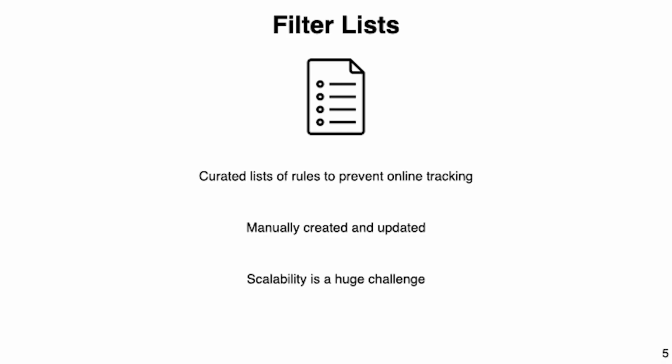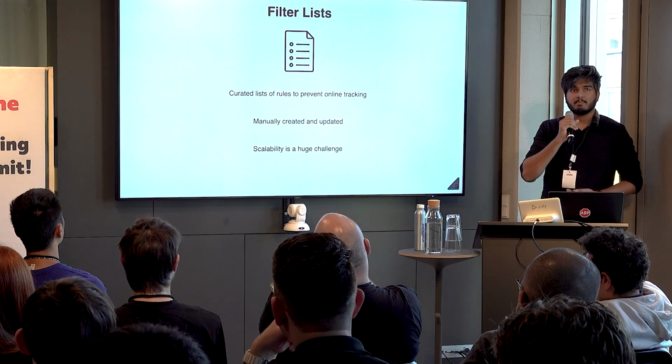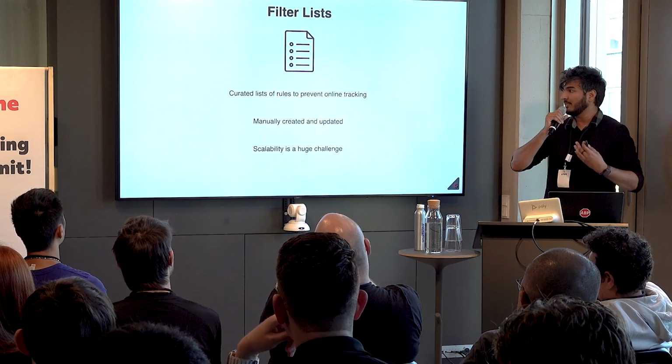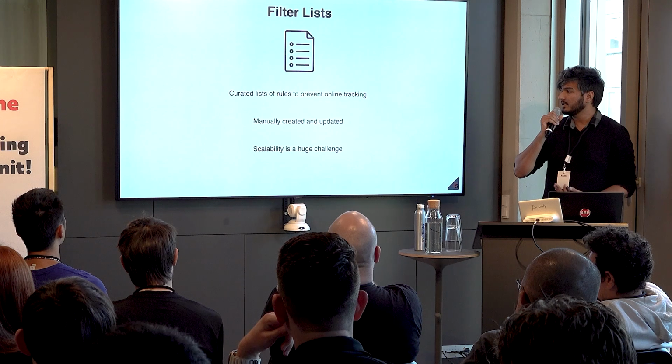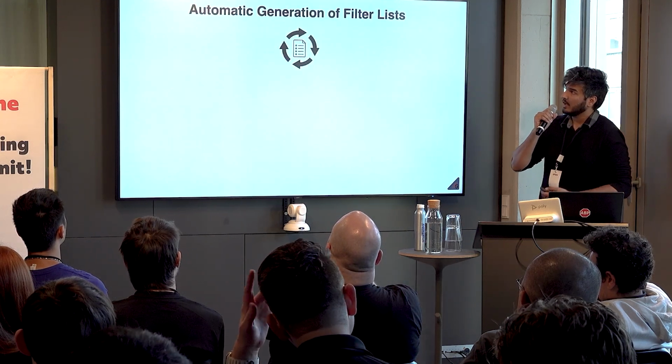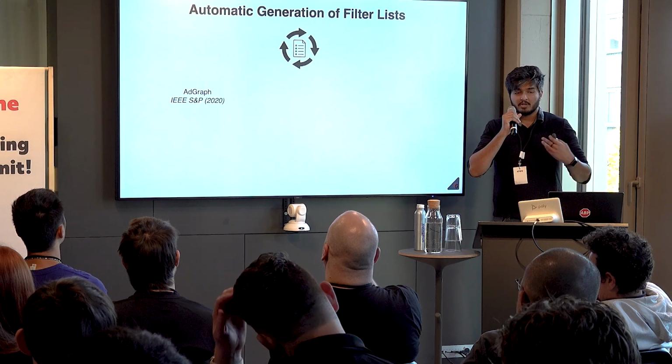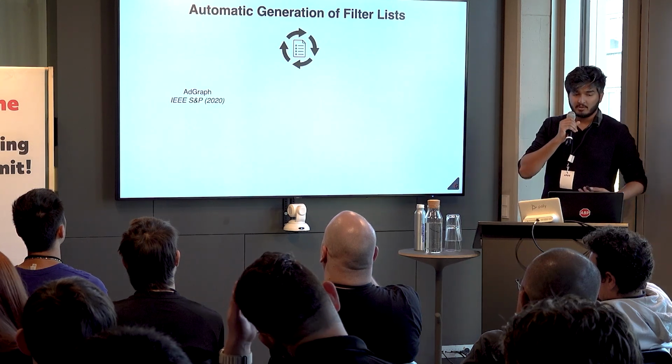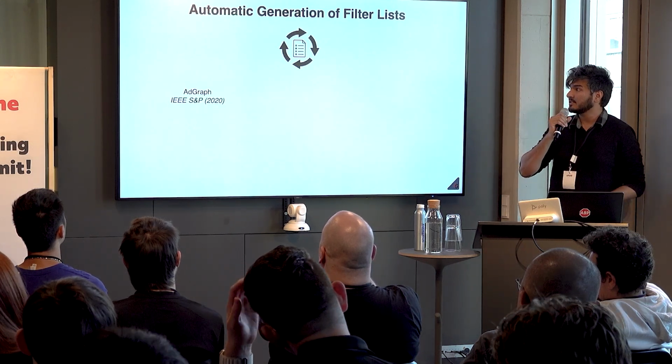As we already know, filter lists are a curated list of rules to prevent online tracking, and they are mainly manually created and updated. Because of this manual requirement, scalability is a huge challenge for filter lists. Over the years, there have been a lot of different approaches to try to mitigate this issue and automatically generate and update filter lists.